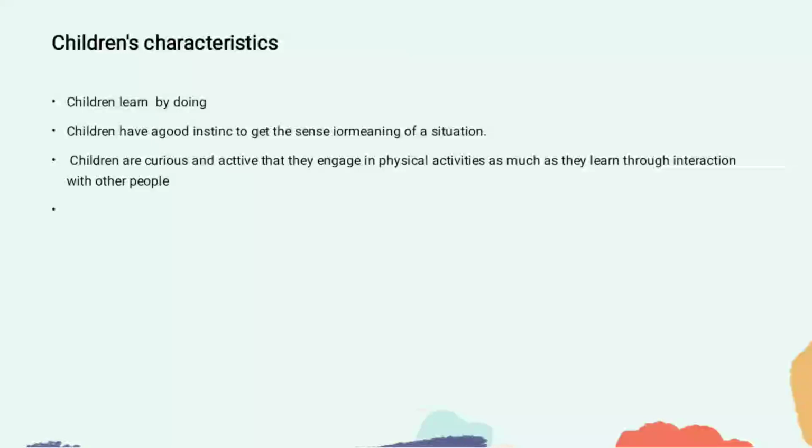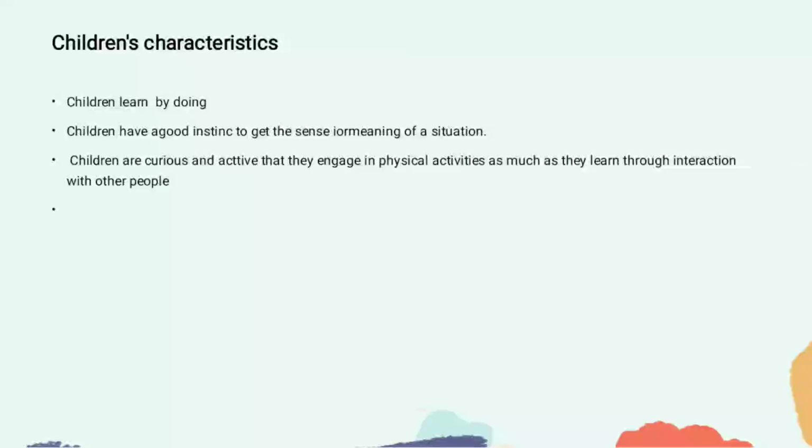And the next characteristic is children have a good instinct to get the sense or meaning of a situation. So young children learn best when they have warm, engaged, and responsive relationships with other people in their main care. So their family is the first teacher, with a vital role to play in helping children learn through this early stage.